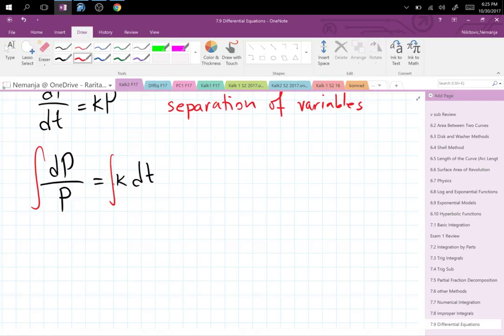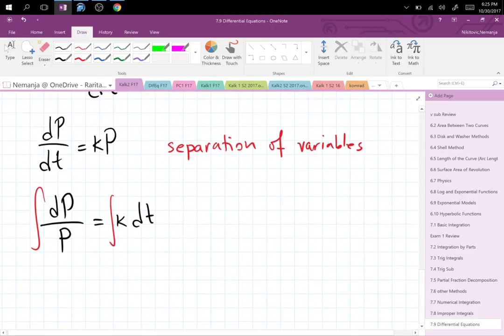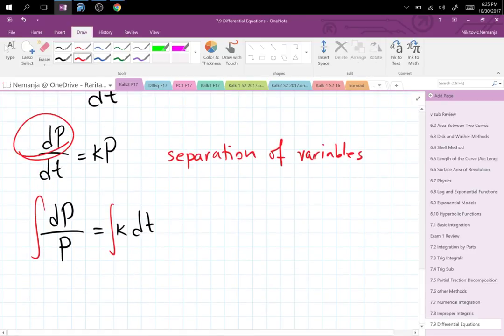From the pen. Oh, the dp. This one? No, where's the d coming from? It's k dt. It's dt. I move it as a differential.